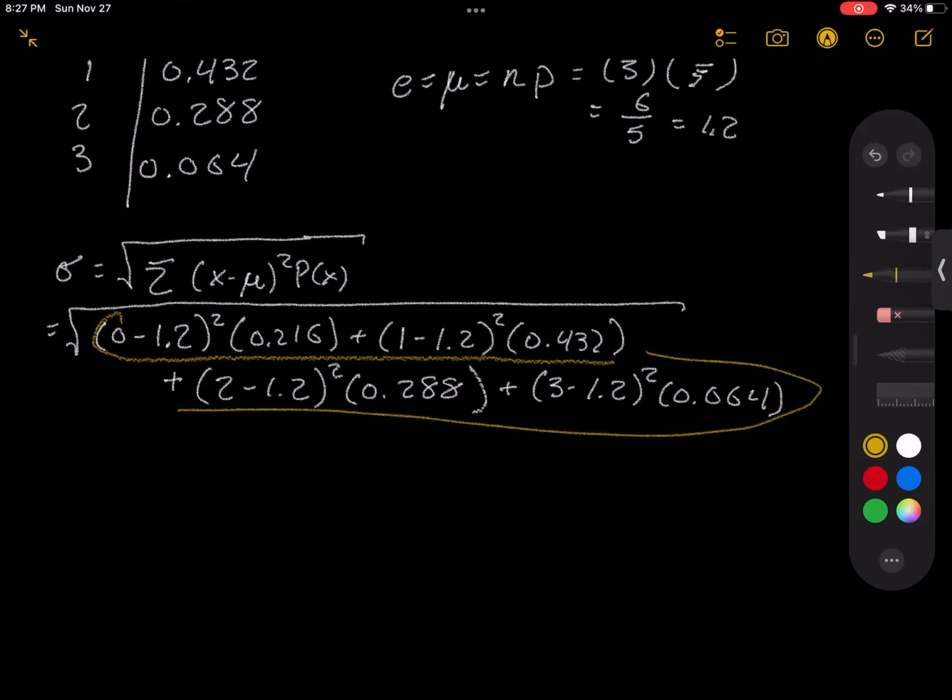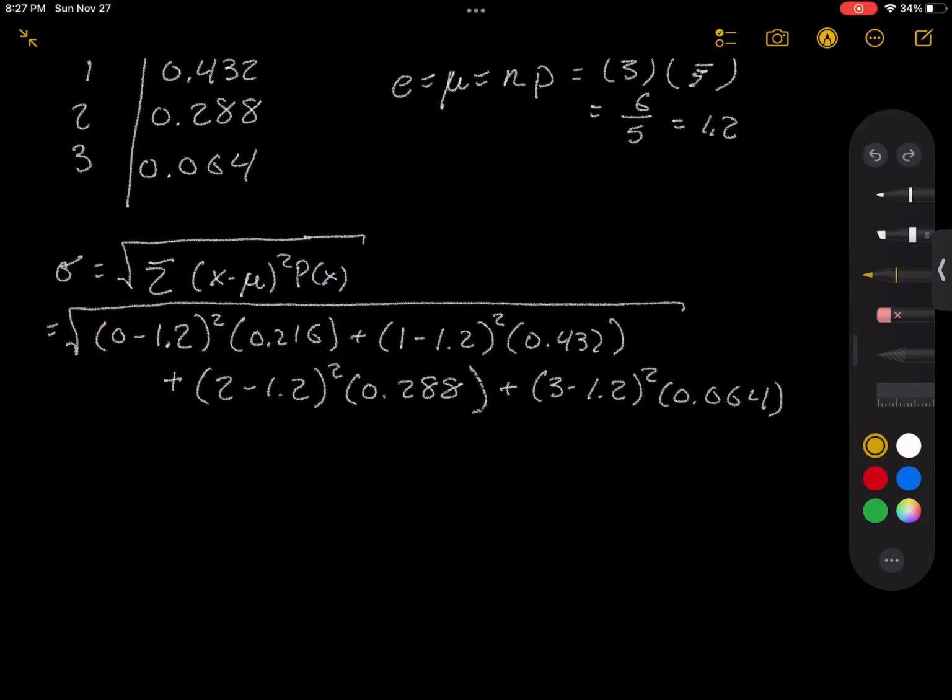So remember, all of this is inside the square root. So make sure to perform that addition before you take the square root. When you do, you'll see that the standard deviation is about 0.849.